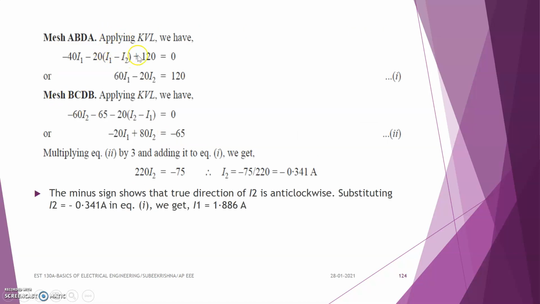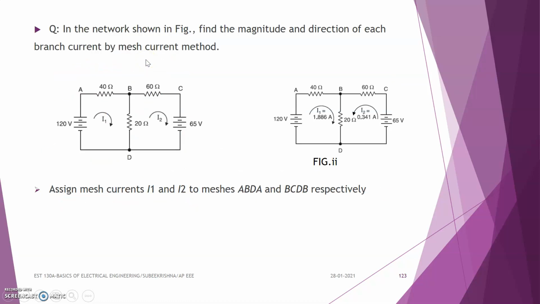Next we apply KVL, Kirchhoff's voltage law, in each mesh. For the mesh ABDA, we get the mesh equation: minus 40 I1 minus 20 into (I1 minus I2) plus 120. Here this 120 is a rise in potential, so we take it as a positive 120 volt value. Next is the 40 ohm resistance, and the current flowing through it causes a voltage drop, which is taken as a negative value, so minus 40 I1.